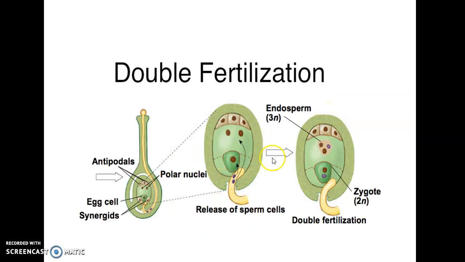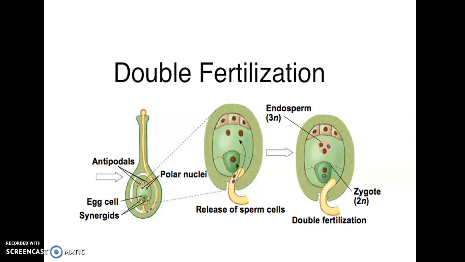So 2 fertilizations are happening in angiosperm flowers. It is termed as double fertilization. In class 12, we will discuss in detail about double fertilization and sexual reproduction in flowering plants. So that's about angiosperms.